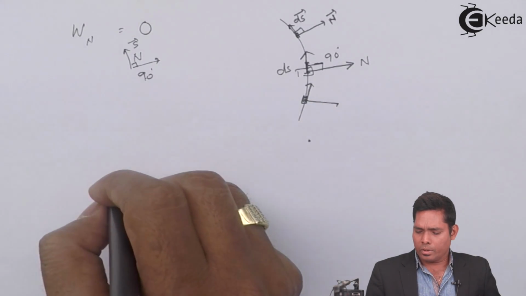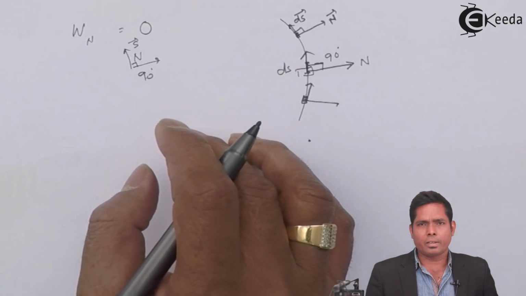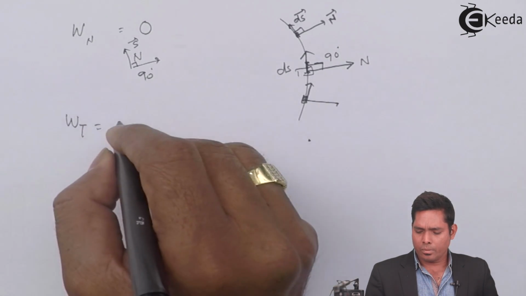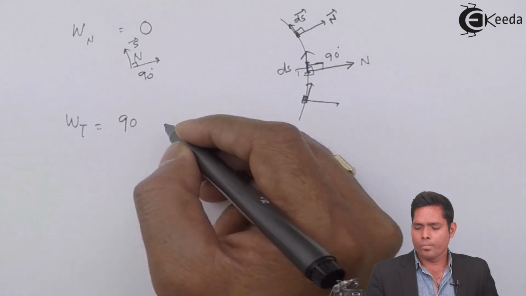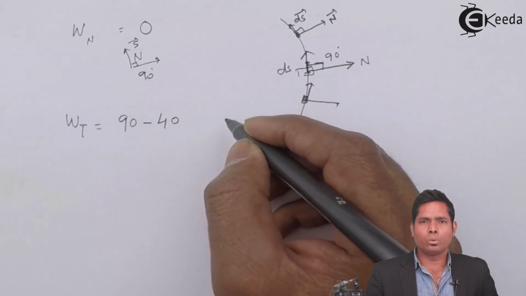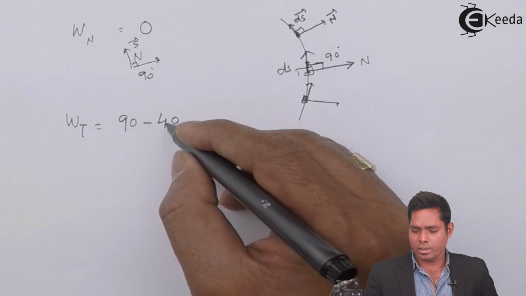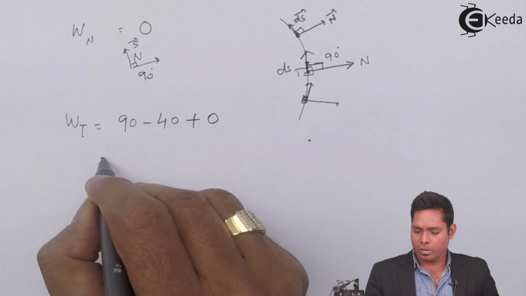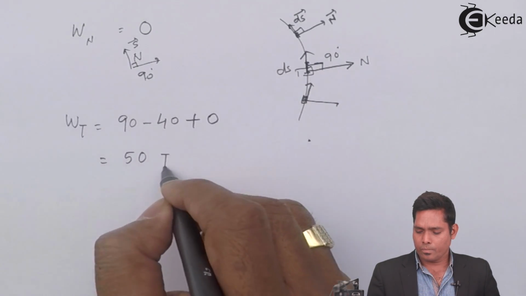So we have 3 types of work done: one positive, one negative, another 0. The total work done is 90 due to the applied force, minus 40 due to the gravitational force which takes away energy, and no work done by the normal force. So the net work done is 50 joule.